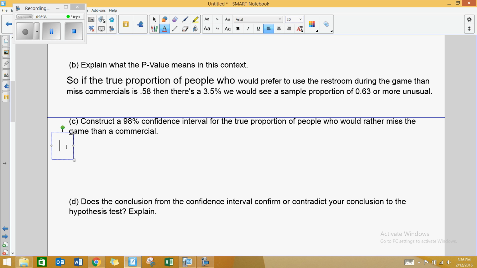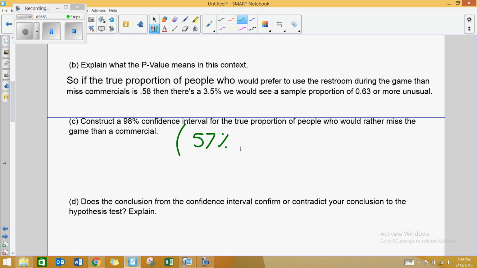Okay. Our confidence interval, just like with part A, I'm going to assume that you know how to do the condition checks, but I'll confirm that when I look at your posters on Tuesday. So the confidence interval you should have come up with is, and give or take a little bit for your rounding possibly being different than mine, but I got about 57% to 68%. So I'm 98% confident that the true proportion of people who would rather miss the game than a commercial is between 57% and 68%. Well, hold on.